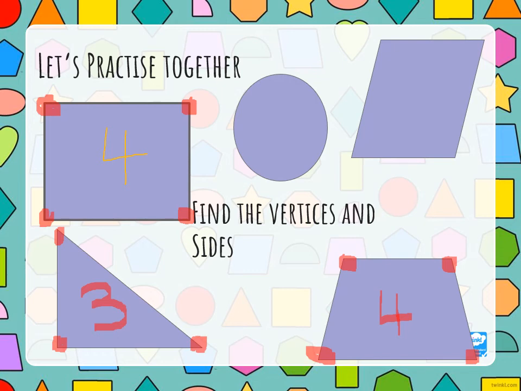Okay, and then we've got our parallelogram. Sometimes we can think that this one might be a rhombus, but it depends on the lengths. So we can see this one's got 2 longer lengths and 2 shorter lengths. All right, so we're going to look at the vertices. So it's got 4 and 1, 2, 3, 4 straight lines.